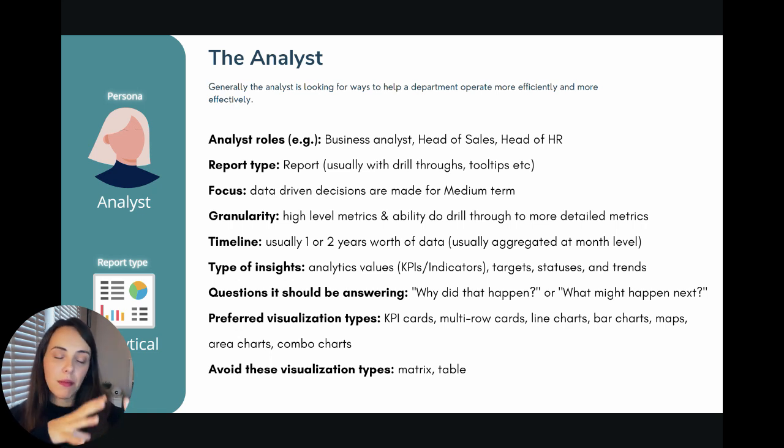Their focus is to make data-driven decisions on a medium term, and in terms of granularity, they will want to see high-level metrics, but they want that ability to drill through and to see those metrics in a little bit more detail. They usually don't need or don't want a long timeline. They want 1 or 2 years worth of data, and usually they don't want it in a very, very granular way.